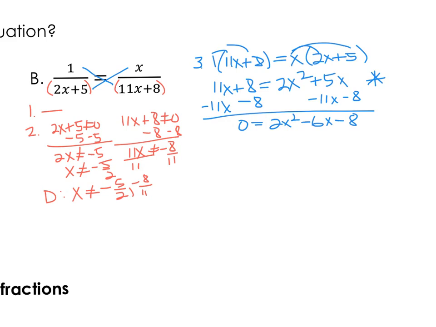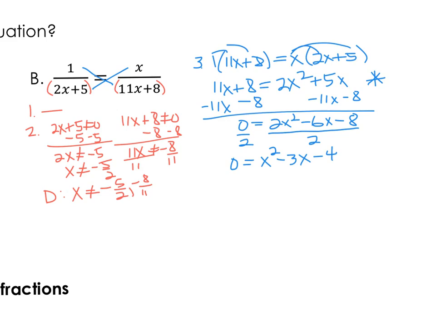Now, one thing I notice is all of my coefficients are even. Do you guys see that? So we could technically divide by 2 right now. That might be nice. 0 divided by 2 on the left is still 0. On the right, 2x squared over 2 would just be x squared. Might make it a little easier to factor. And then 6 divided by 2 would be 3x, and then 8 divided by 2, 4. So just dividing both sides by 2, now we have x squared minus 3x minus 4.